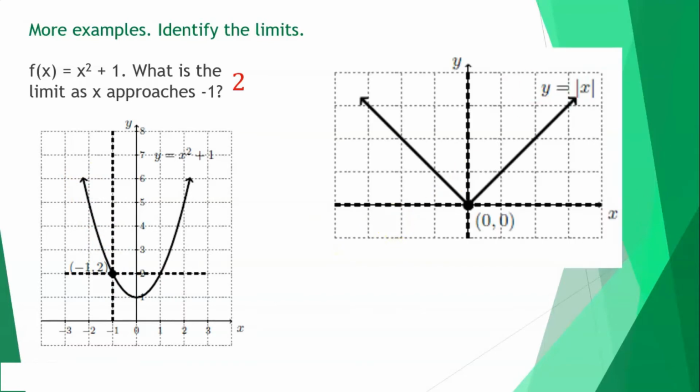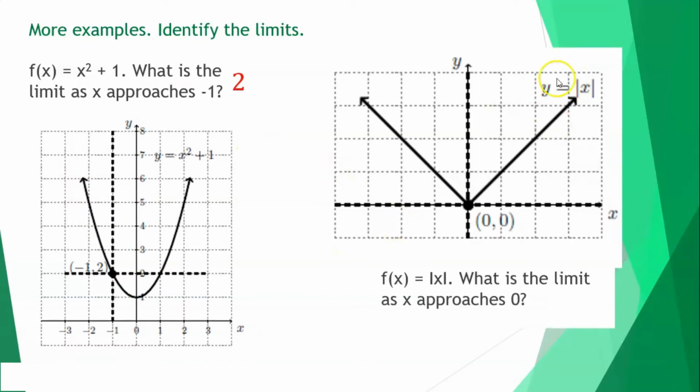Okay, another example. Given this is the graph of the absolute value of x, what is the limit as our x approaches 0? Now from the right, as our x approaches 0, the value of y is also 0. From the left, as our x approaches 0, the value for y is also 0. So 0 is the answer here.